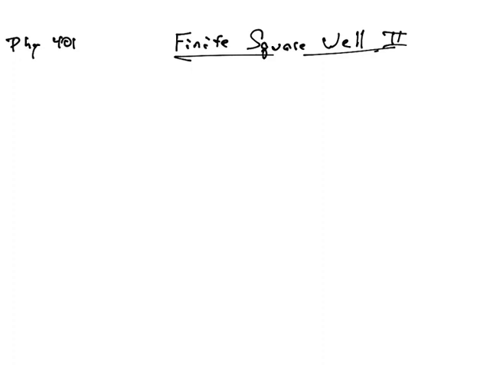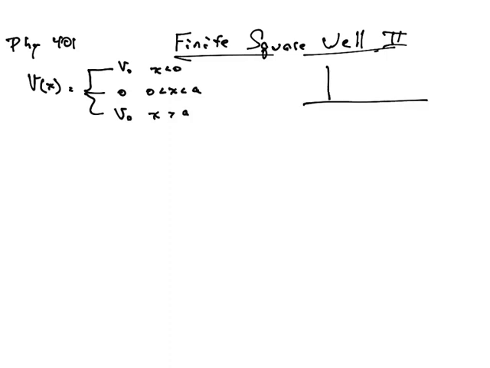Alrighty, so let's continue our discussion about the finite square well. Last time we went through Schrodinger's equation for the finite square well. Remember, the potential piecewise definition was: when x is less than 0, the wall, the potential, is some finite value, V naught. It's 0 between 0 and a, and it's back up to V naught again for x greater than a. And if we draw it out, it looks like this.